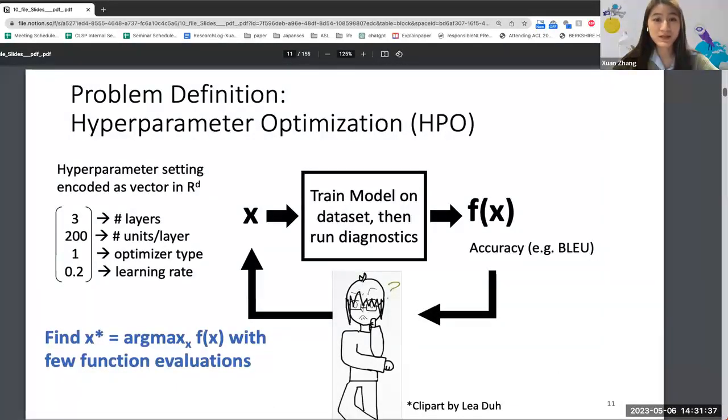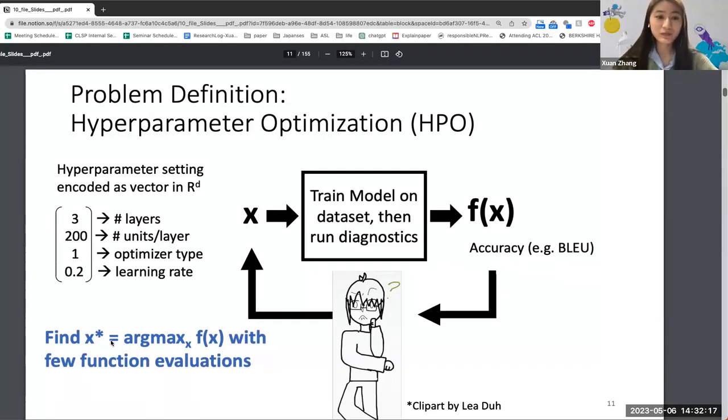In hyperparameter optimization, or HPO for short, we're not too concerned with how a model is trained. We won't dive into the model parameters. Instead, we just focus on the hyperparameters and how they would impact the model performance. Take deep learning models, for instance. We might want to tune hyperparameters like the number of layers, the number of units per layer, the optimizer type, and the learning rates.